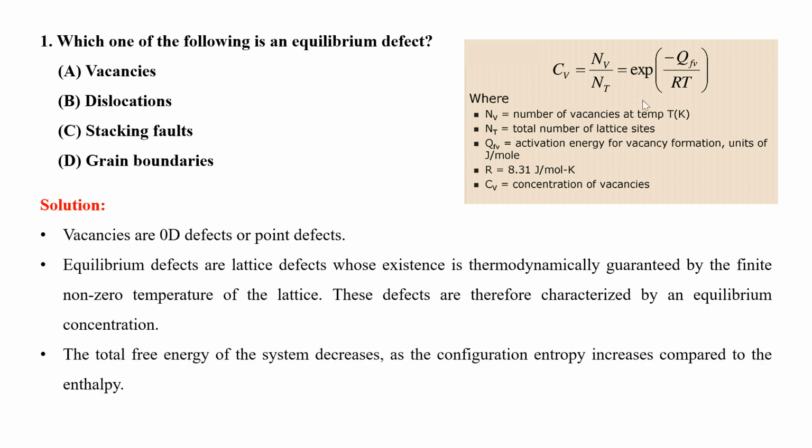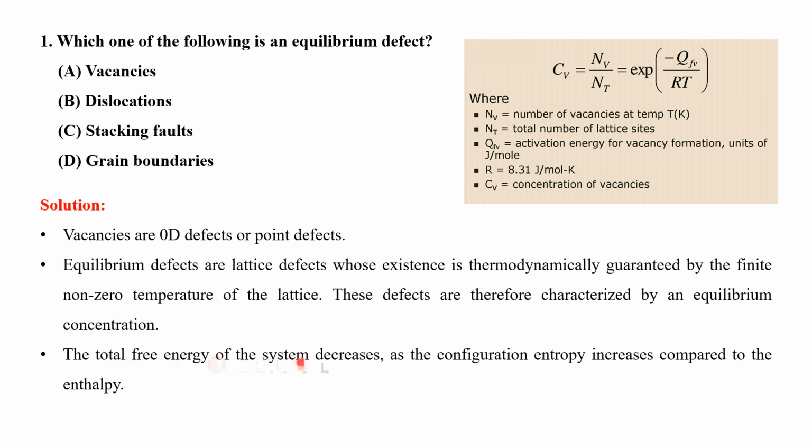That is why we say that equilibrium defects are the lattice defects whose existence is thermodynamically guaranteed at finite non-zero temperature of the lattice, and these are characterized by equilibrium concentration. The concentration is given by this particular equation. The concentration of vacancies is given by N_V by N_T is equal to e raised to minus Q_FV by RT, where N_V is the number of vacancies at a particular temperature T, N_T is the total number of lattice sites, Q_FV is the activation energy for vacancy formation, R is 8.31 joule per mole Kelvin, and T is the temperature.